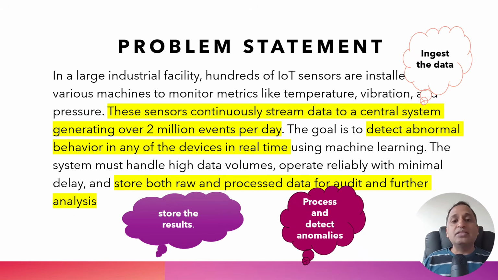And the next sentence that gives us a cue is we need to store both raw and processed data for audit and further analysis. So this tells us a storage layer with both raw data and enriched output, maybe something like S3.